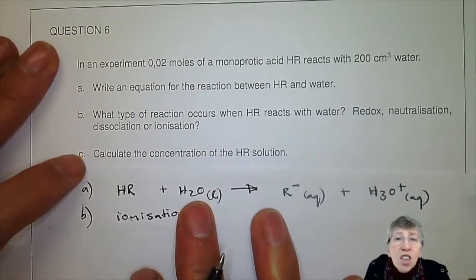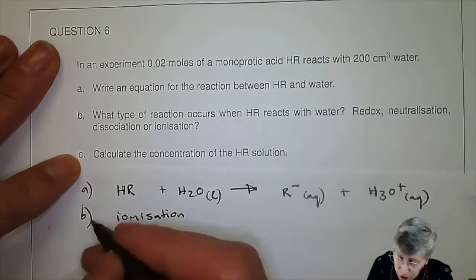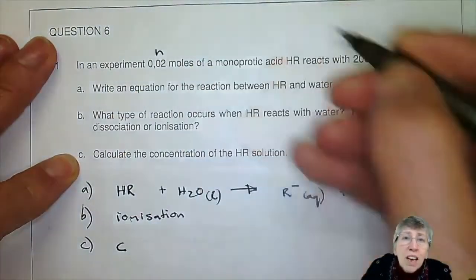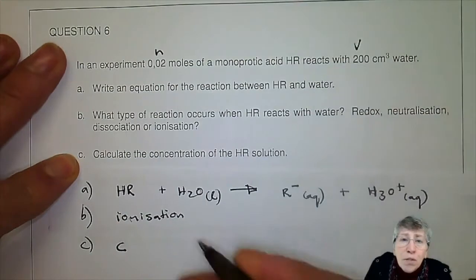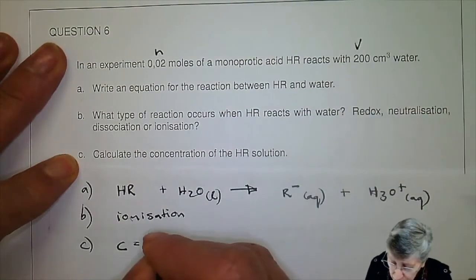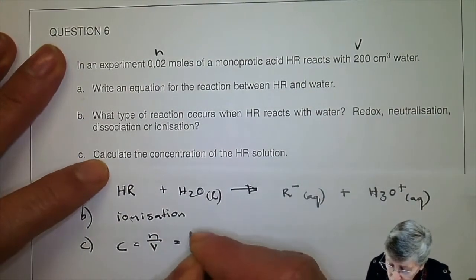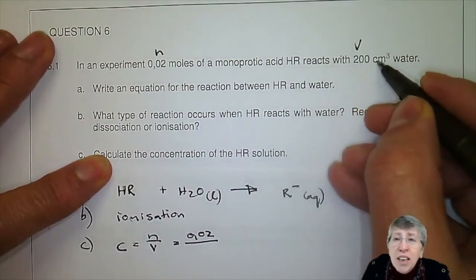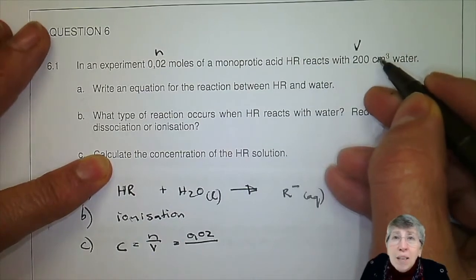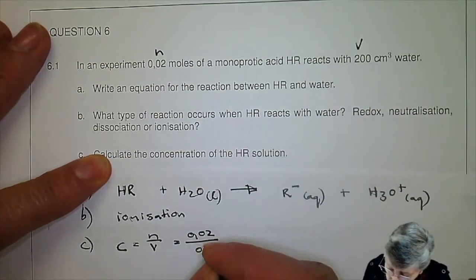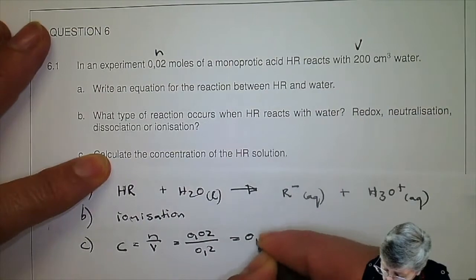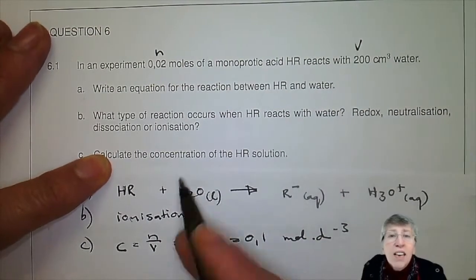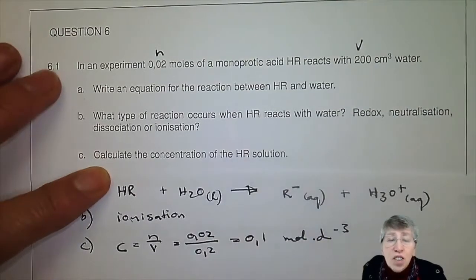Next up, calculate the concentration of the HR solution. So we're looking for concentration, and we already have moles, and we already have volume over there. So this is easy, moles per volume, 0.02 divided by volume. What's the catch? It must be in cubed decimeters, right? So that ends up being 0.2, and I end up with 0.1 moles per cube decimeter. So that is my HR concentration.